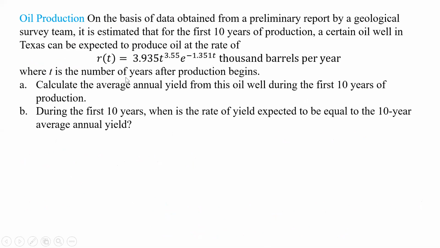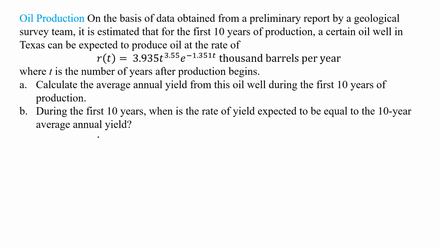Let's see. How about oil production? So oil production: on the basis of data obtained from a preliminary report by a geological survey team, it is estimated that for the first 10 years of production, a certain oil well in Texas can be expected to produce oil at the rate of this function here. Calculate the average annual yield from this oil well during the first 10 years of production.